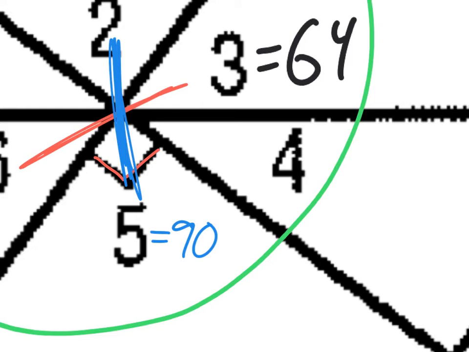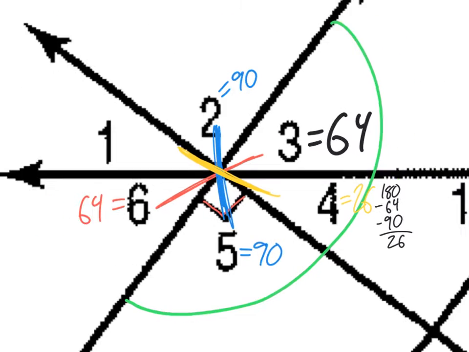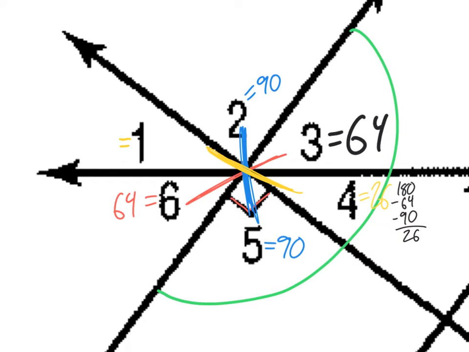So now I'm going to look at just 3, 4, and 5. If all of these angles add up to 180 degrees, I can take away angle 3, which is 64 degrees, and I can take away angle 5, which is 90 degrees. When I subtract these, I get 26. So I now know that angle 4 is going to be 26 degrees. And again, because of vertical angles, angle 1 and 4 are directly across from each other. So angle 1 is also going to be 26 degrees.